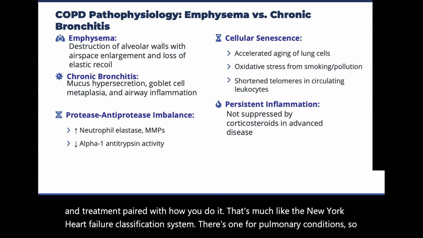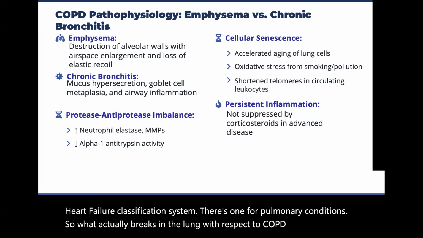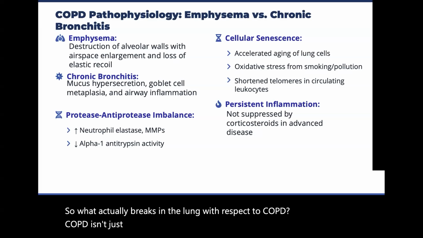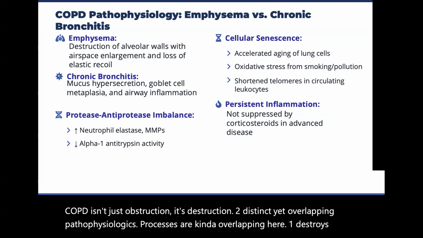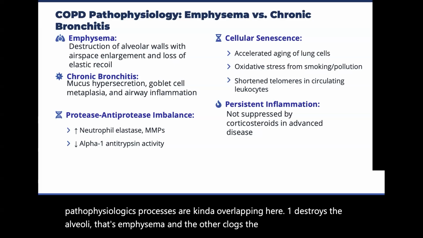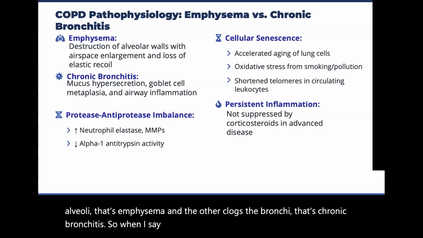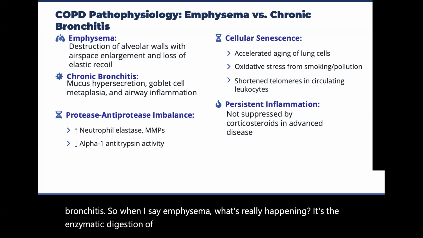So what actually breaks in the lung with respect to COPD? Well, COPD isn't just obstruction, it's destruction. Two distinct yet overlapping pathophysiologic processes are at play here. One destroys the alveoli, that's emphysema, and the other clogs the bronchi, that's chronic bronchitis. So when I say emphysema, what's really happening? It's the enzymatic digestion of the alveolar wall.